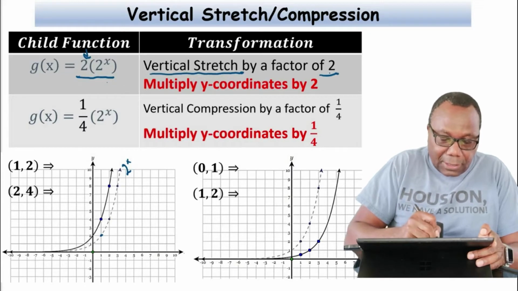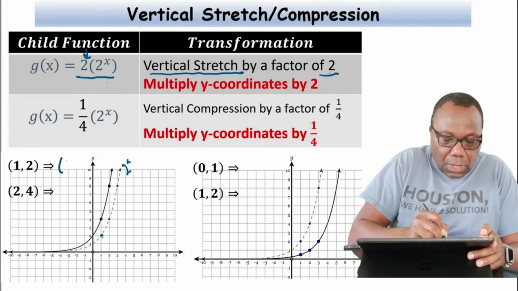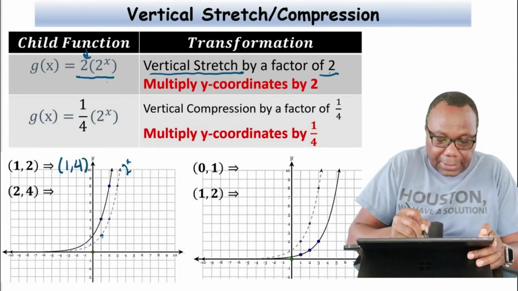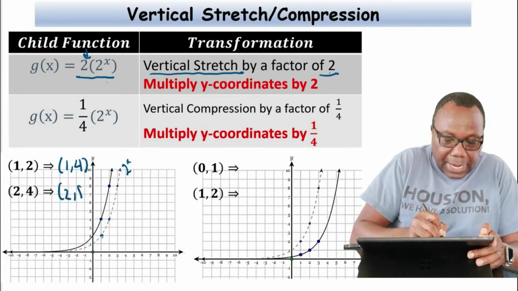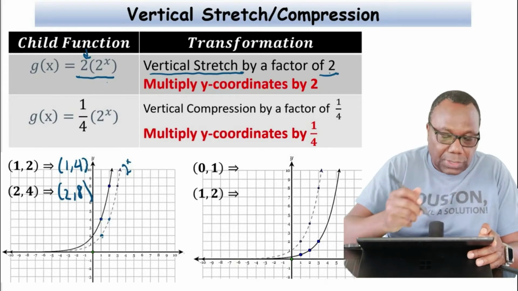You can see on the child function, the new function, that this 1 comma 2 has become 1 comma 4. All right, I pick another point, 2 comma 4 on the parent, has become 2 comma 8. So pay attention to what's going on here.